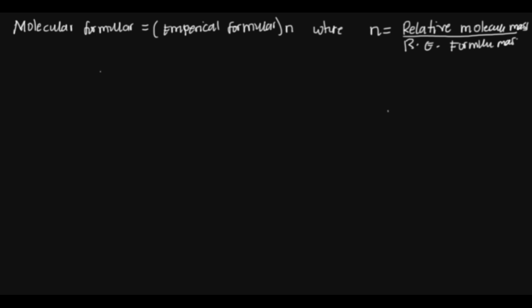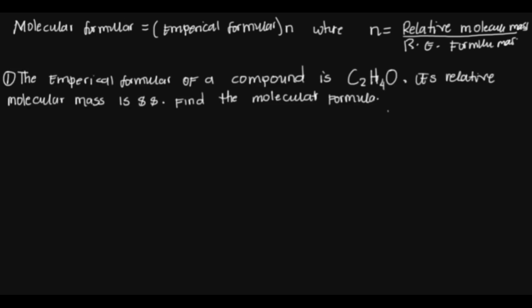Okay, now let's have the example. The example is: the empirical formula of a compound is C2H4O, and its relative molecular mass is 88. Find the molecular formula. So now the molecular formula (MF) is equal to the empirical formula multiplied by n. So we are going to begin by finding the value of n.